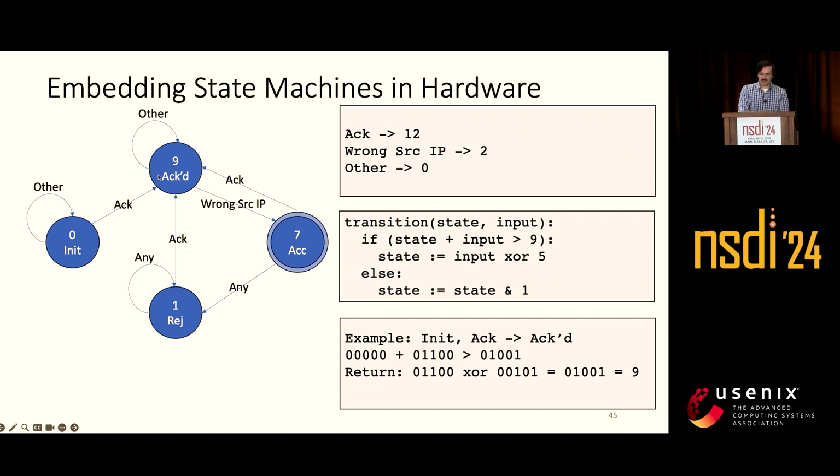And just to prove that to you, if you start in the initial state and we get the character act, this should end up in the act state. So initial was mapped to 0. The character act had the number 12, and that is bigger than 9. So 0 plus 12 is bigger than 9. So we're returning the input XORed with 5, which is 12 XOR 5, which you can just believe me is actually 9.